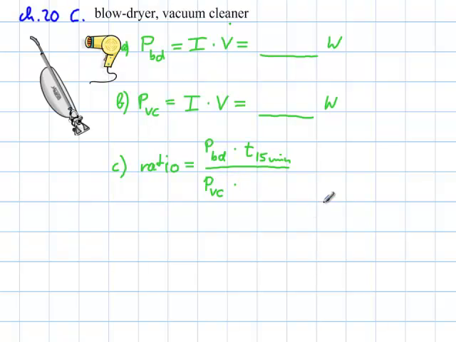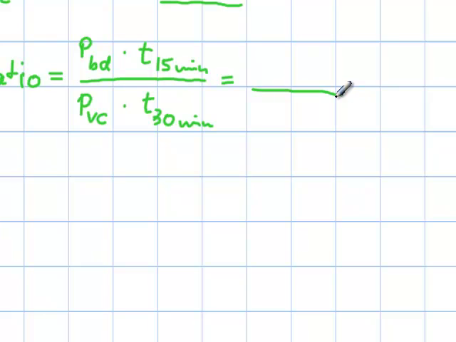That was just calculated, times the time for 30 minutes. That was supposed to be a 3 a moment ago, which is 1,800 seconds, and then equals, and you're going to come up with so and so much more by the blow dryer compared to the vacuum cleaner, with no units because a ratio doesn't have units.